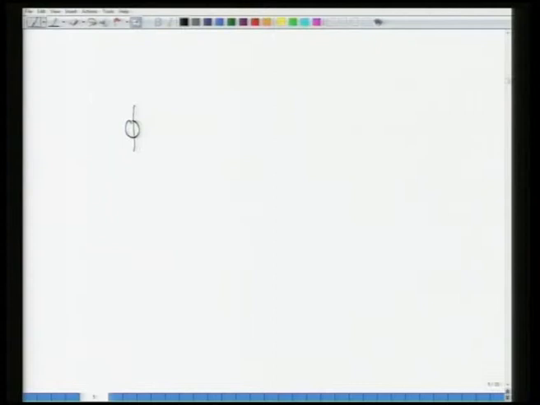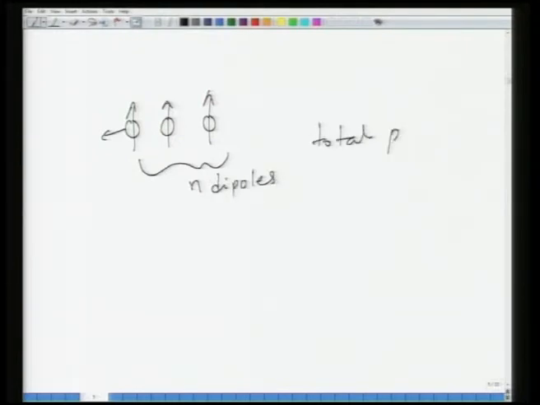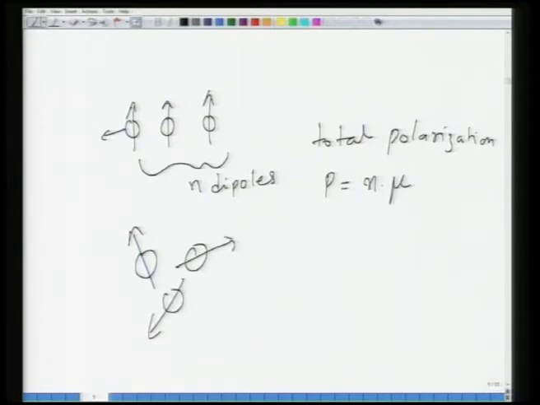So, let us assume a system in which all the dipoles are aligned in one direction. So, if you have a system like this, where you have one dipole like this, another dipole like this, another dipole like this, and you have n dipoles, then the total polarization will be P equals n times mu. However, if you had a system in which you have one polarization like this, another like this, another like this, another like this.